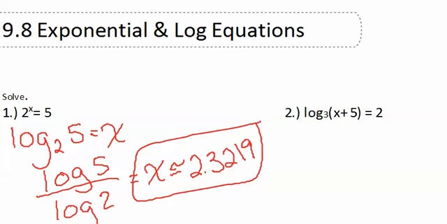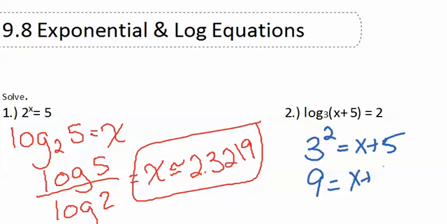Now if we take a look at example number 2, we have log base 3 of x plus 5 equals 2. Now in this case it starts out as a logarithm, so we're going to change it into an exponential function to be 3 squared equals x plus 5. From there, that's a typical equation we've seen several times. We're going to evaluate it and solve. So 3 squared is 9 equals x plus 5. And then subtract 5, and we get x equals 4.